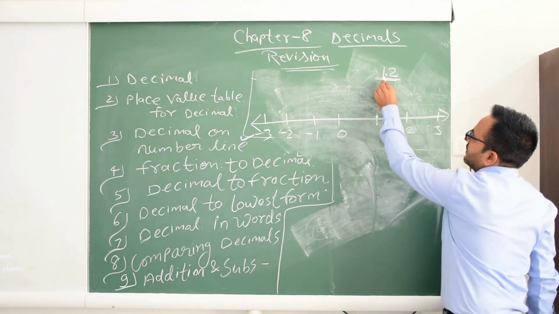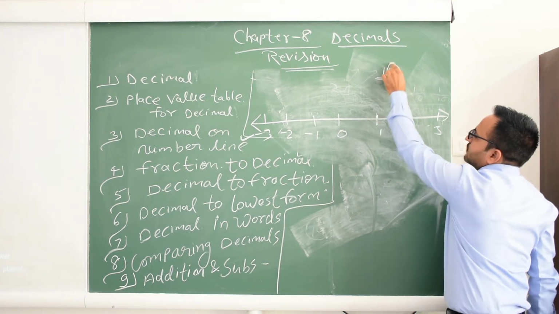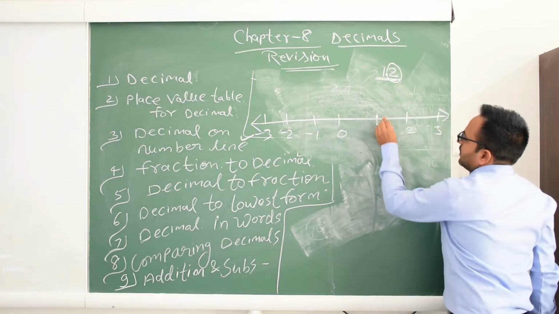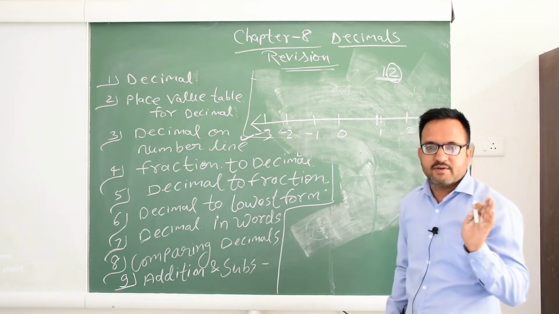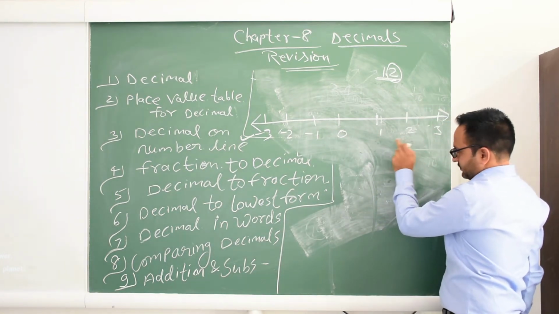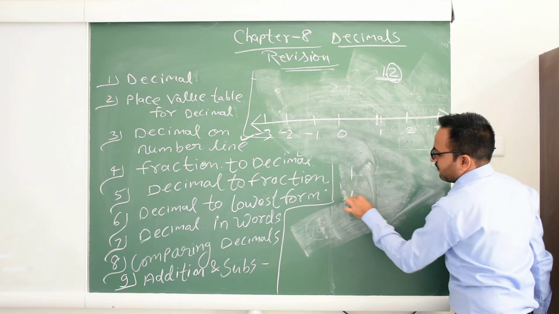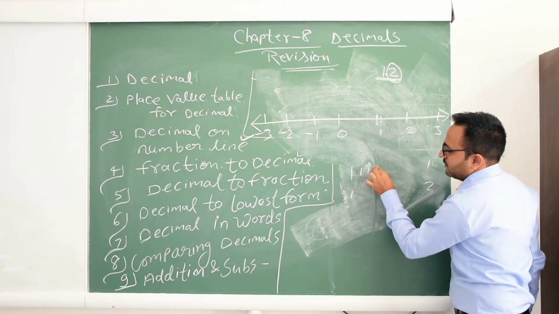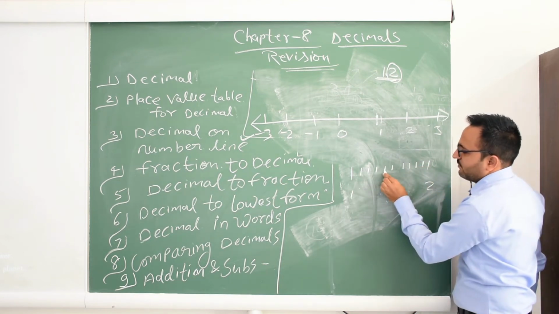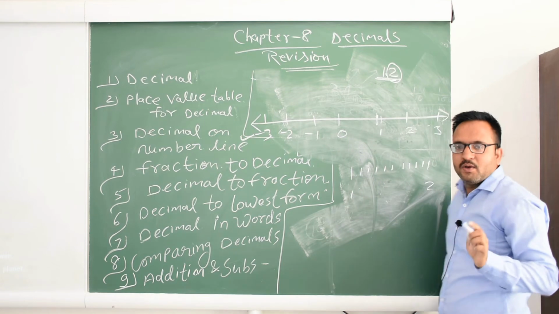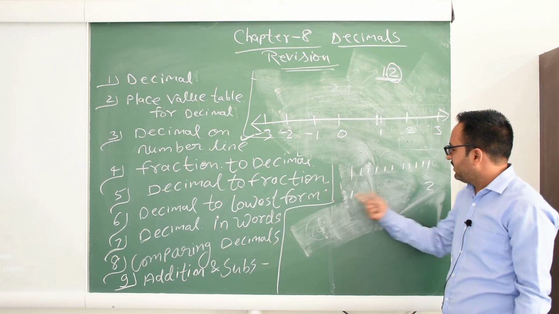Okay, and after 1, in the decimal, after the decimal point we have the number 2. For this digit we have 10 segments, 10 parts. We break the space between 1 and 2 into 10 parts: 1, 2, 3, 4, 5, 6, 7, 8, 9 and 10. So we make 10 equal parts between the two numbers.